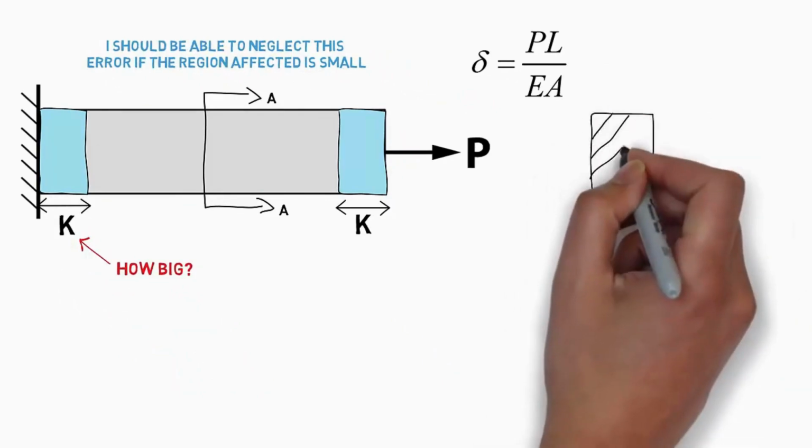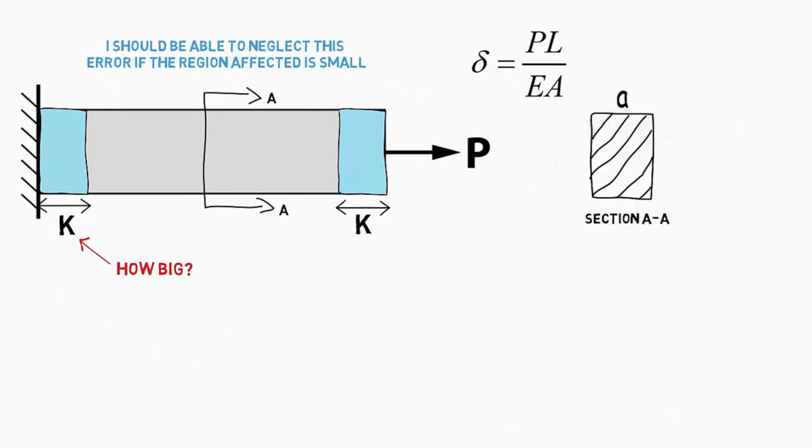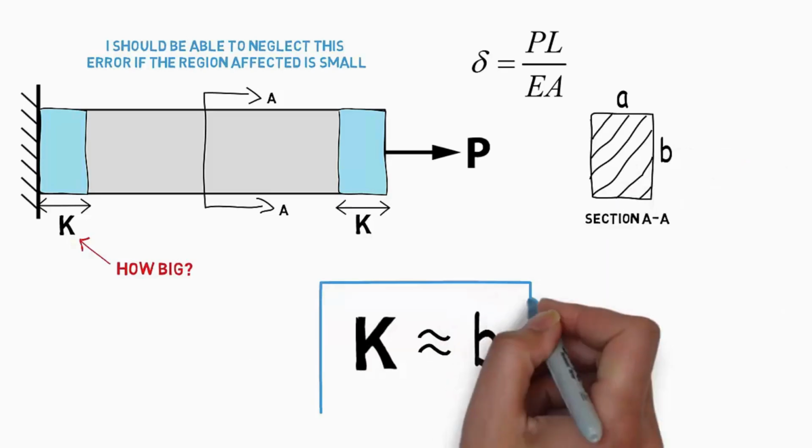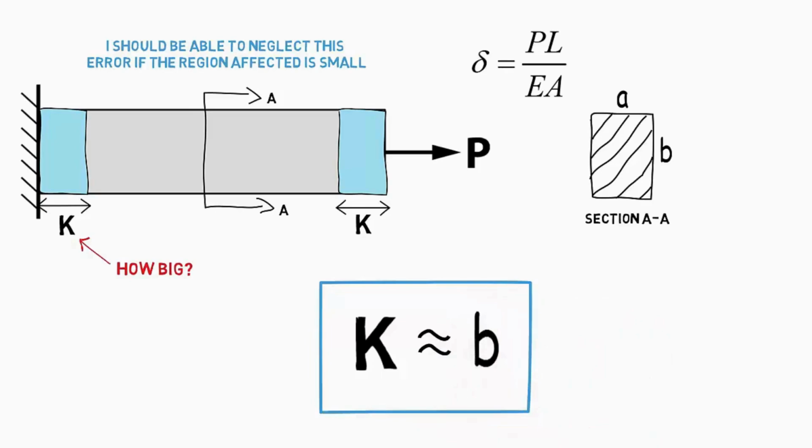So if the beam shown here had a rectangular cross-section of width A and height B, then k would be approximately equal to B. Add a bit of engineering judgment with this rule of thumb, and you may just be able to decide if your assumption to neglect the influence of the boundary condition is valid.